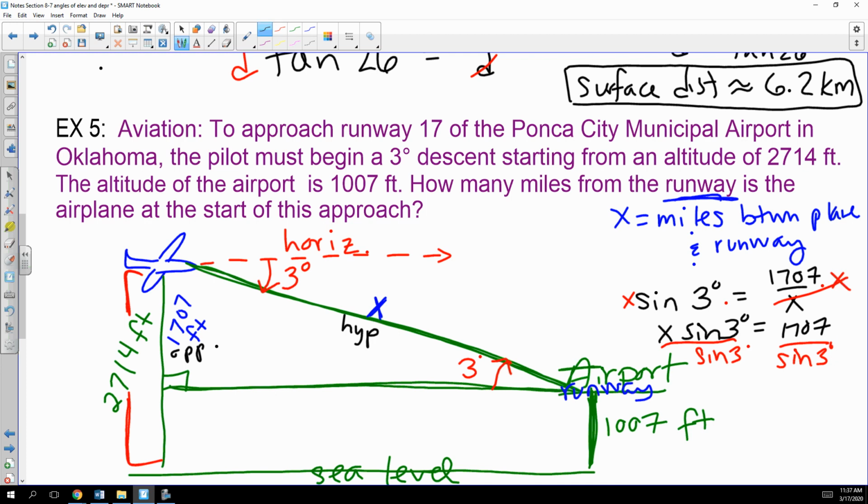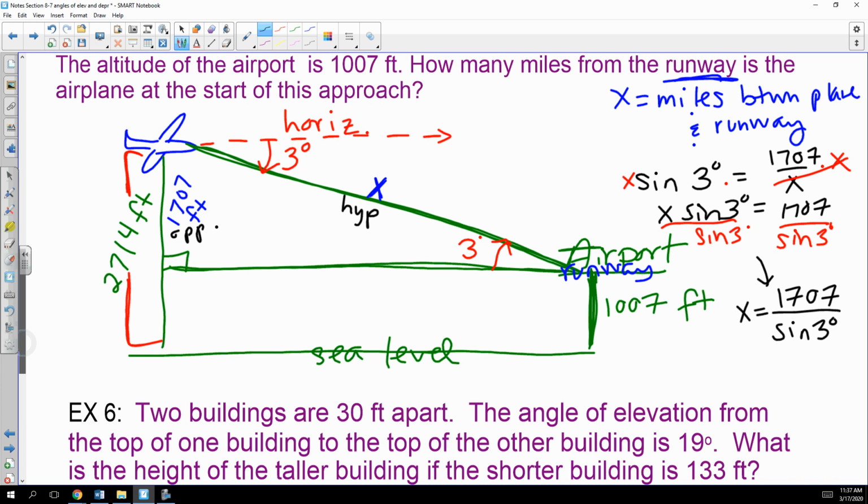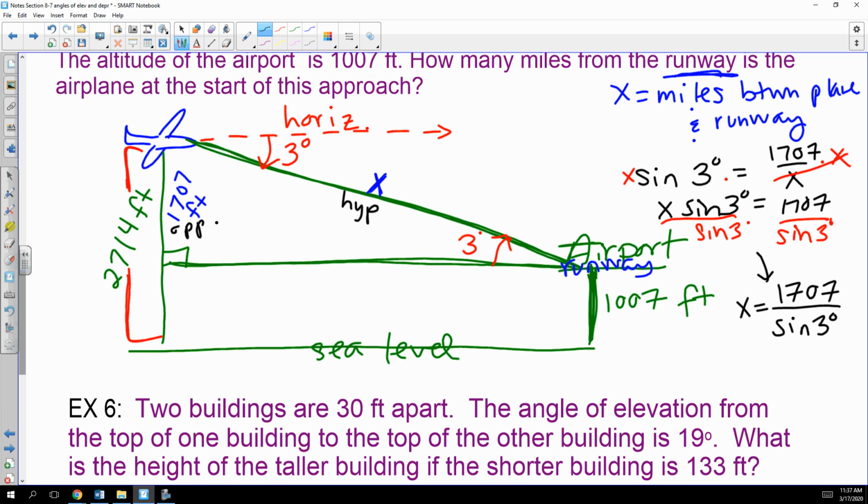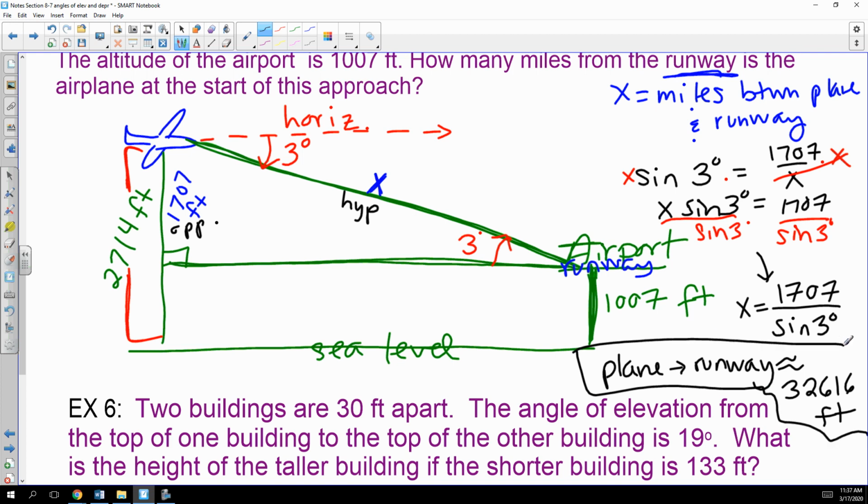And then your calculator-ready answer looks like this. X equals 1707 divided by sine of 3 degrees. Okay? And then type that in, and from the plane to the runway is approximately 1707 divided by sine 3, which is approximately 32,616 feet. I'm not going to do that in miles. I'm just not going to take the time to do that. Okay.